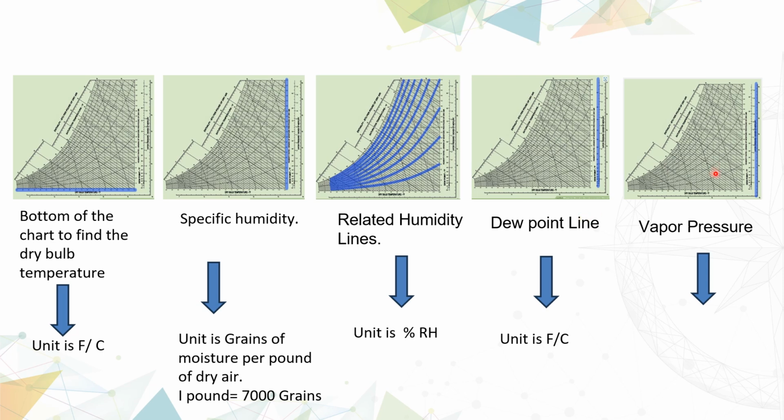Then vapor pressure. What is vapor pressure? Why is it important? Because it is the pressure exerted by water vapor in the air, typically expressed in inches of mercury, or expressed in Pascals or millibars.